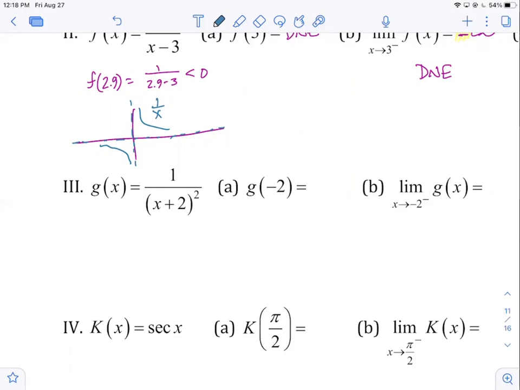All right, number 3, the parent function is 1 over x squared, which again is a parent function. I call it the volcano graph.